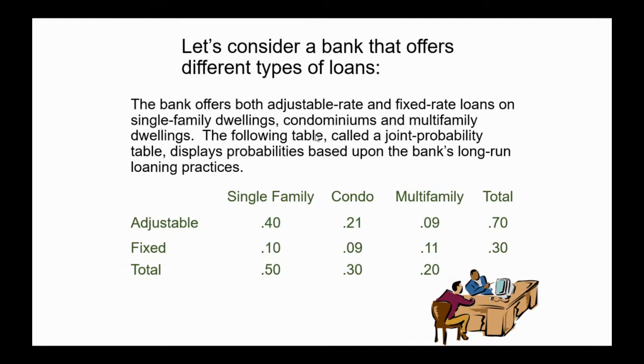So, anyways, back on topic. What would the probability be of getting an adjustable loan? How can I find that? Probability of being adjustable. We add up these three, and they get you 0.7. So the probability of an adjustable loan is 0.7.